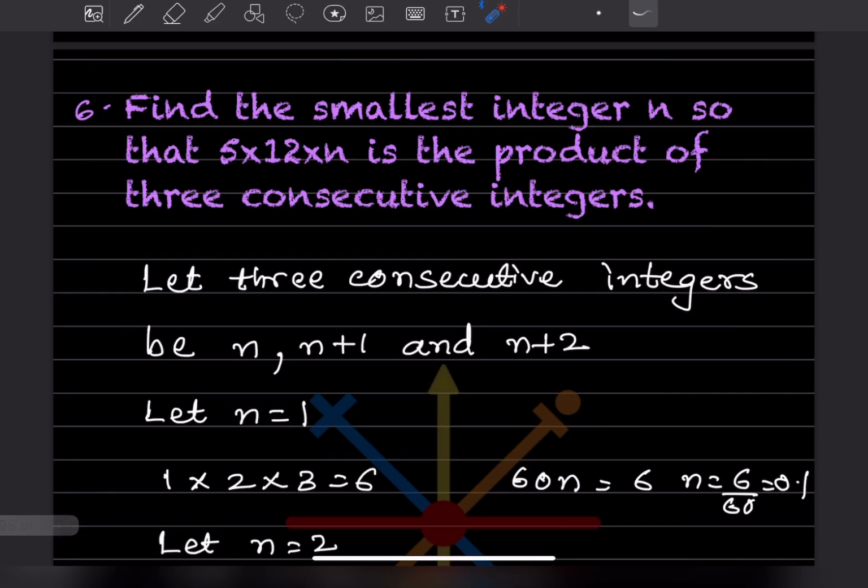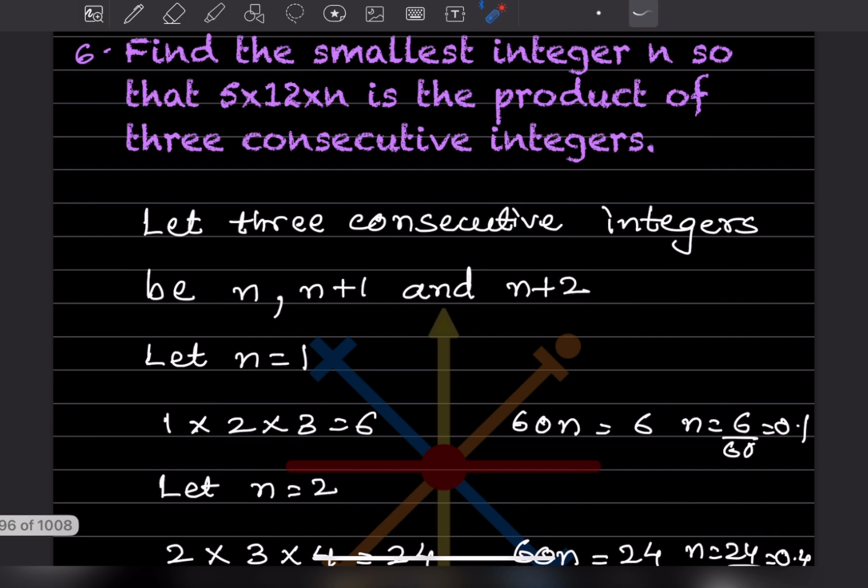Find the smallest integer n so that 5 into 12 into n is the product of 3 consecutive integers. So we will consider 3 consecutive integers to be n, n plus 1 and n plus 2. Suppose we take n as 1. So here will be 1, 1 plus 1 is going to be 2, and here will be 1 plus 2, that is going to be 3.